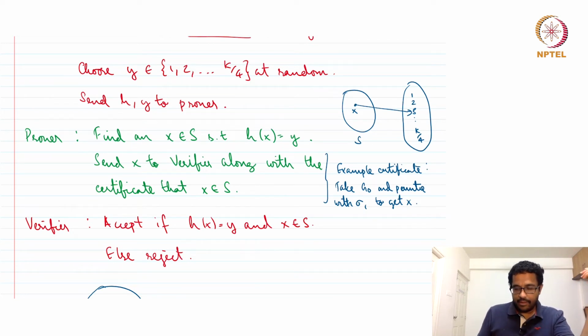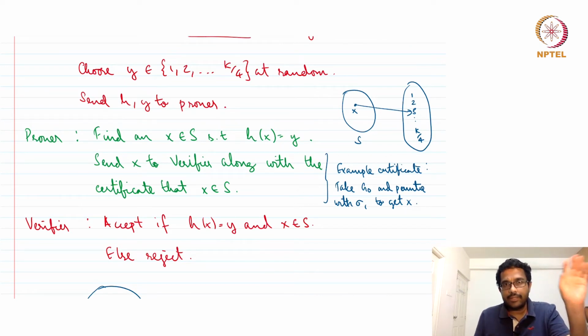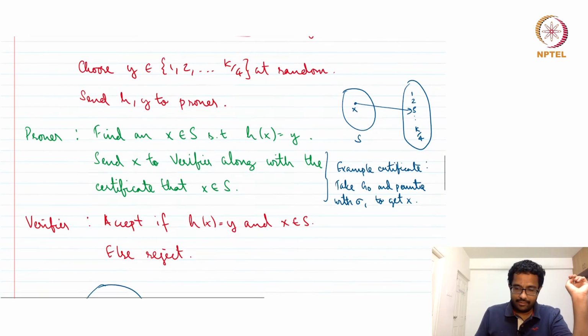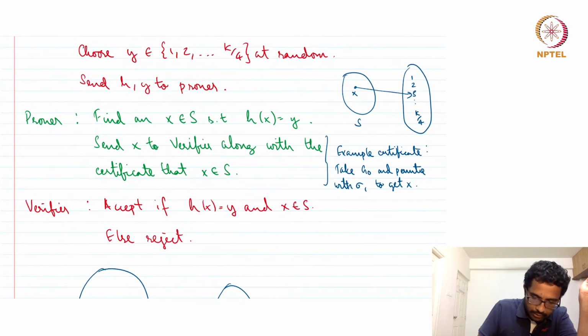If he cannot verify this, he will reject. So the prover cannot lie, because the verifier is verifying everything. So the only thing, the prover will be successful if he can find an x in S that is a pre-image of y, right? So the prover's goal is to find an x that is a pre-image of y in S. So this is the goal.